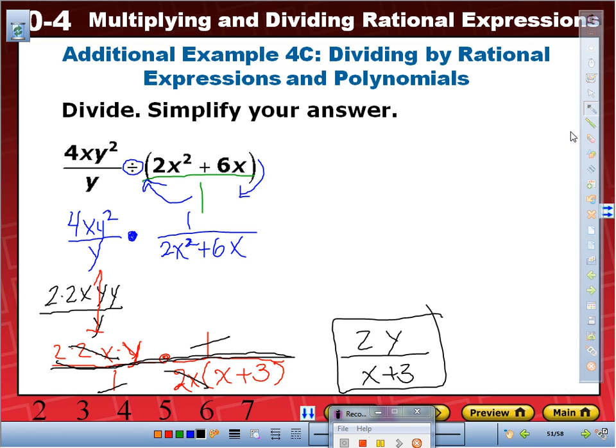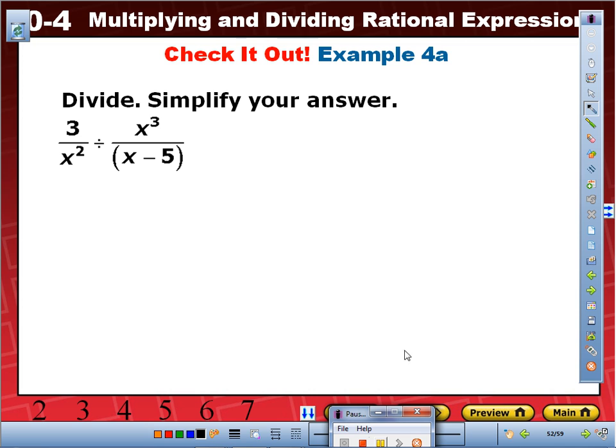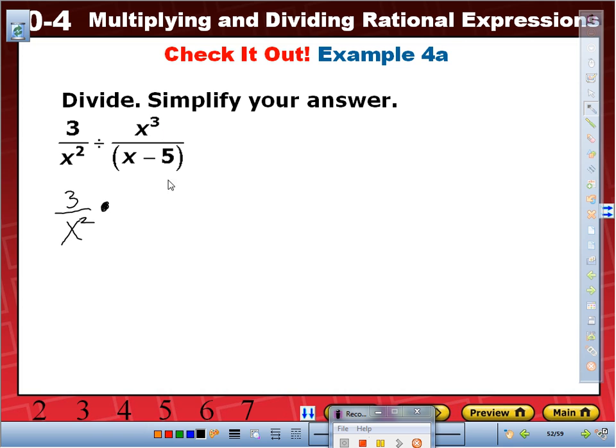Okay, get another paper. Here we go. Copy this one. 3 over x squared divided by x cubed over x minus 5. See if you can do that one by yourself. All right, let's see. It's a division, so we need to rewrite this. First fraction stays the same, change the operation to multiplication and the reciprocal. x minus 5 over x cubed.